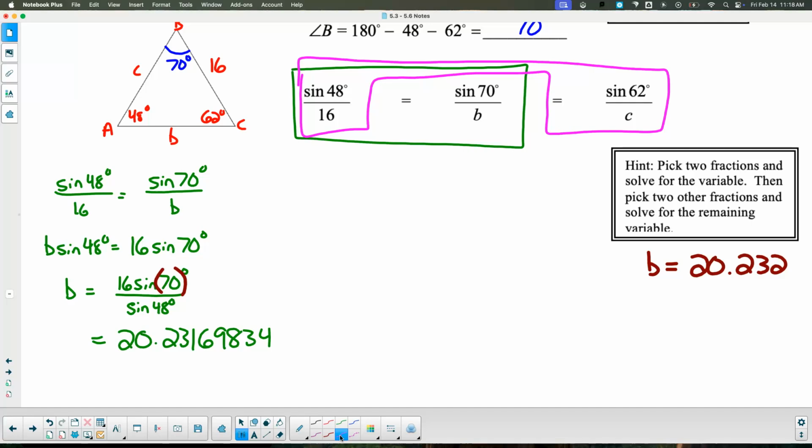So then this would be the sine of 48 degrees divided by 16 equals the sine of 62 degrees divided by C. Now, the math is all going to be the same. So C here is going to equal 16 times the sine of 62 all over the sine of 48. The only thing that changes is that angle right there, because the other one's 16, still is 16. It's 48 degrees, still is 48 degrees.